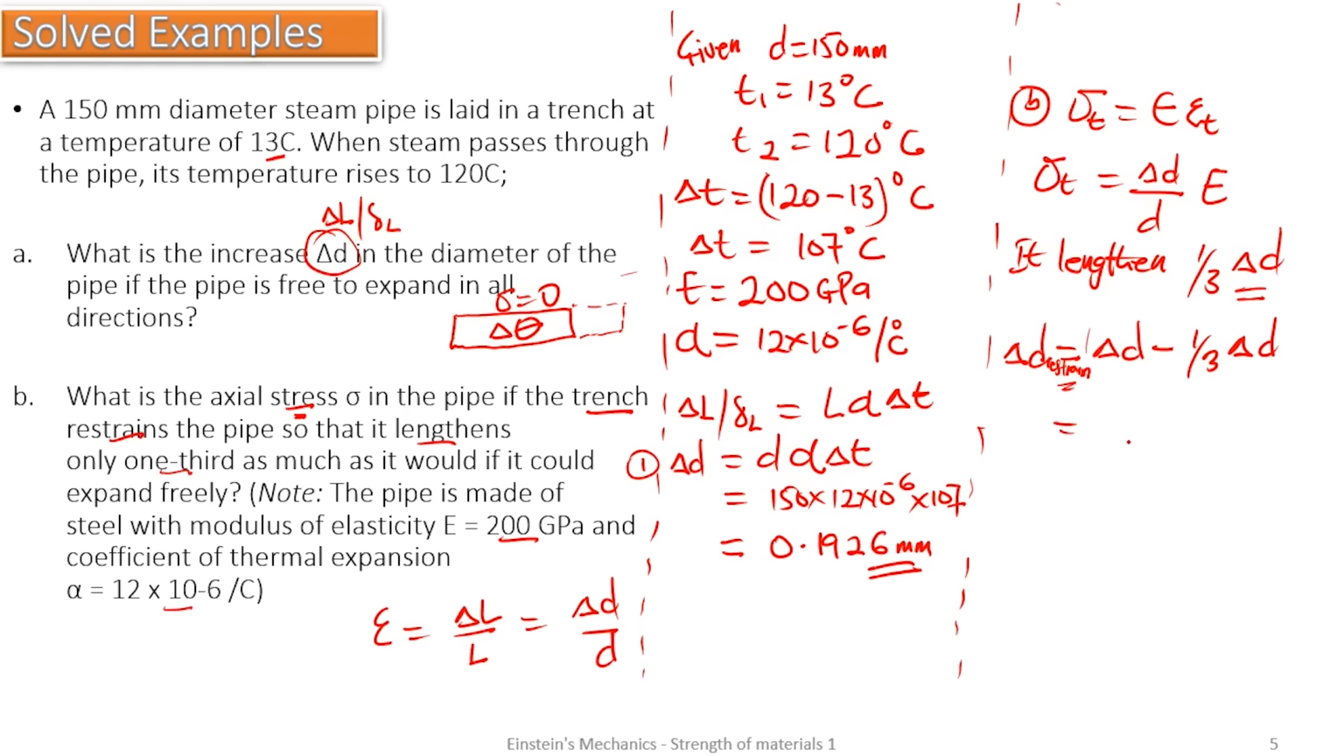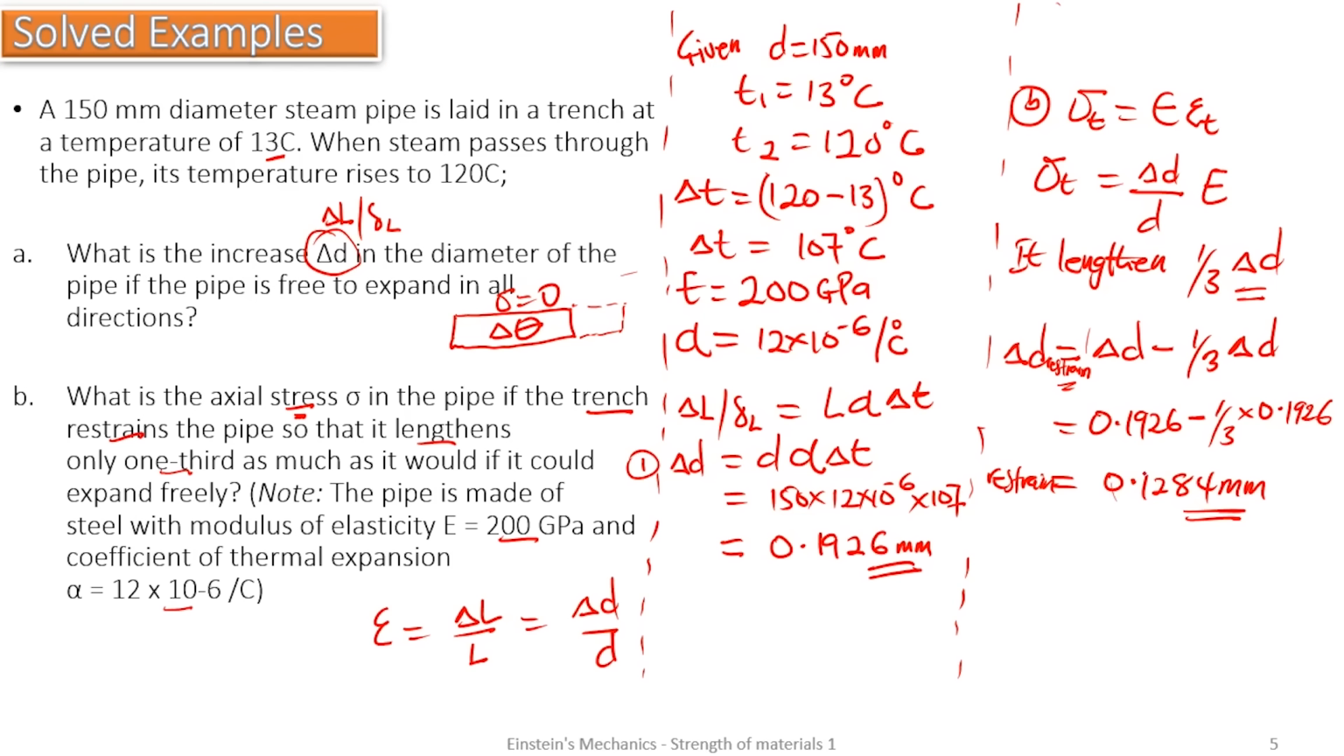So what was the diameter? Now I have the change in diameter, which is 0.1926 minus 1/3 that was able to expand. Meaning the amount that was restrained was 0.1284. I'm working in millimeters. So this amount of the diameter was restrained from lengthening. So it was pushed back.